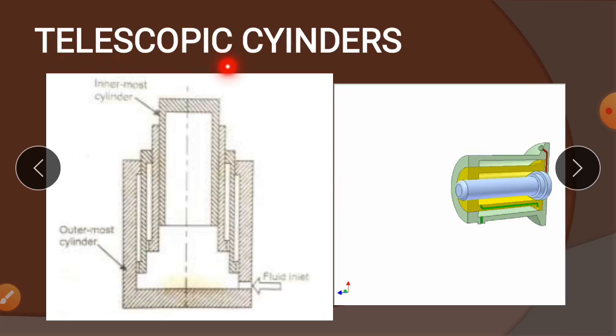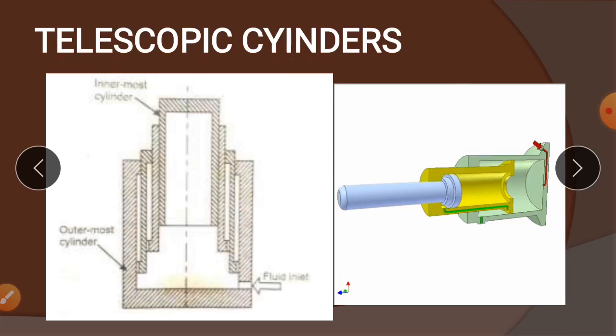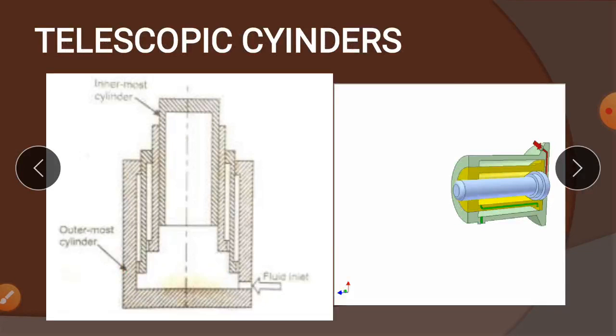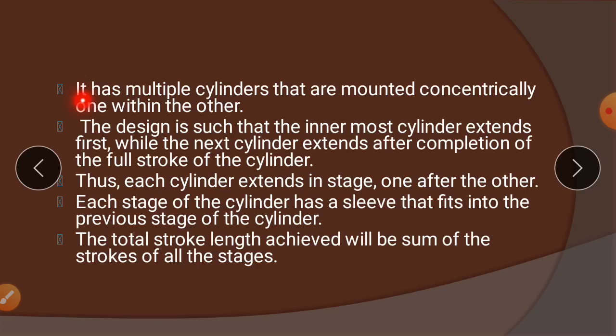So next, the last one is the telescopic cylinders. You can see the telescopic cylinders are nothing but a set of cylinders, a set of cylinders which are aligned inside a bigger cylinder. You can see there are many cylinders provided here. They have multiple cylinders mounted concentrically, one within another.